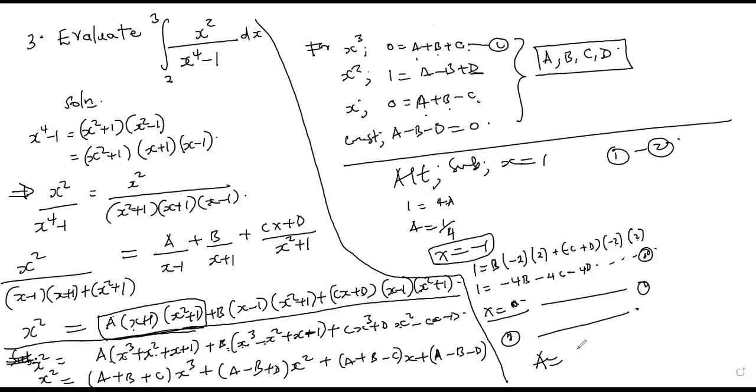You get your a as a quarter. You get your b as negative a quarter. You get your c as 0, and then you get your d as negative a half.